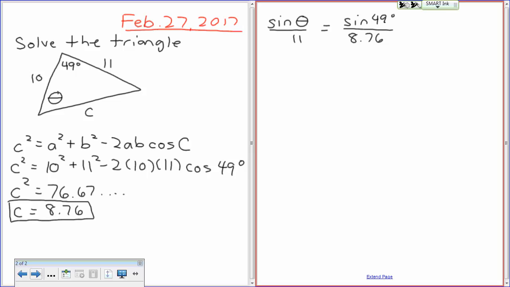Tanner, why does it make sense to put sine theta in the numerator instead of 11? Somebody help him here. It's okay. Why did I put the sine theta in the numerator instead of in the denominator? Because he could have done 11 over sine theta. Yeah, it's easier to multiply the other side by 11 than to multiply it by sine theta. Again, you can cross multiply if you want to on this one, but this is just nice. So Tanner, go ahead, please. 11 sine 49.